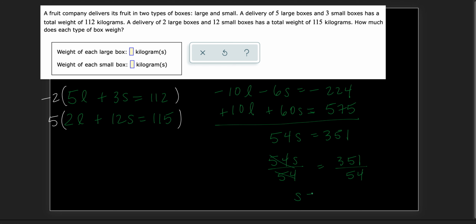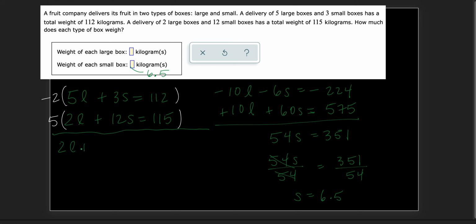Where those will cancel. And S is 6.5. So S is the small box, and the weight of the small box then is 6.5. Now we have to find the weight of the large box. So we can use either top equation to find L. I'll use the bottom equation, I guess.